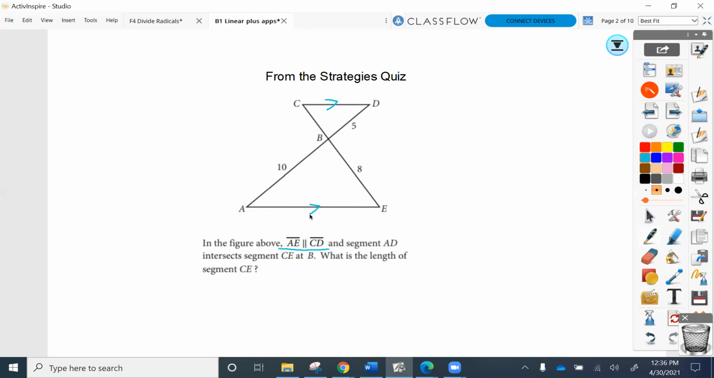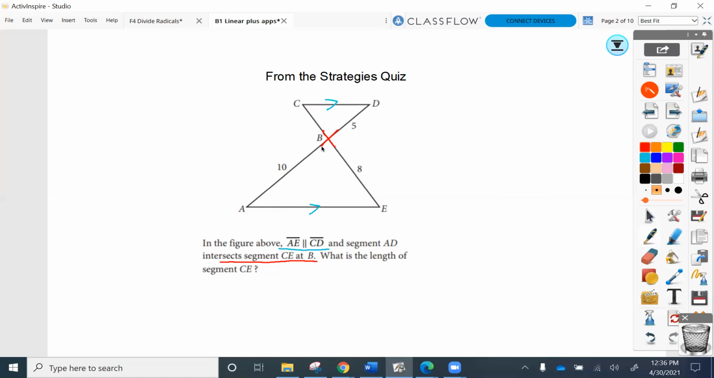at point B. So what that tells us is that AD intersects CE. Oh, okay. So they're just pointing out that those two intersect. Okay. And they're wanting to know what is the length of CE.